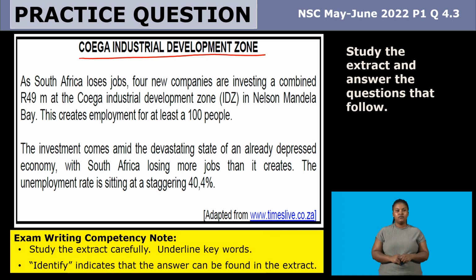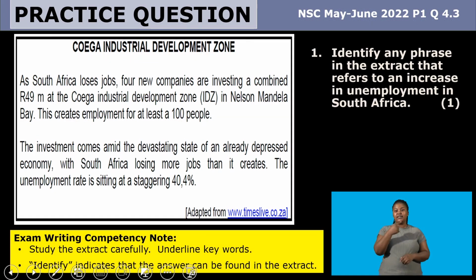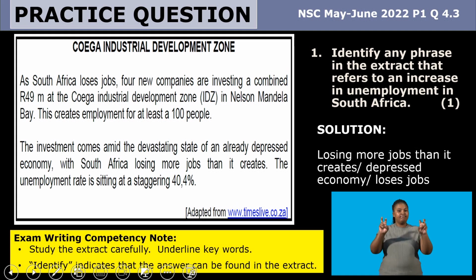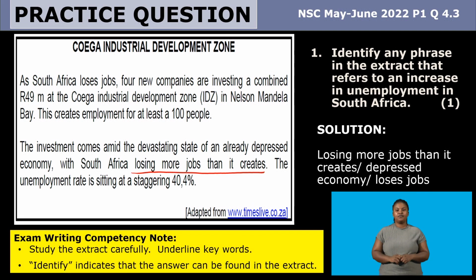40.4%. Now, our first question says, identify the phrase in the extract that refers to an increase in unemployment in South Africa. The phrase is losing more jobs than it creates, or a depressed economy, or loses jobs. This one you can actually take from the extract where it says with South Africa losing more jobs than it creates.